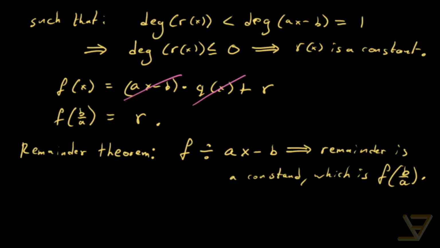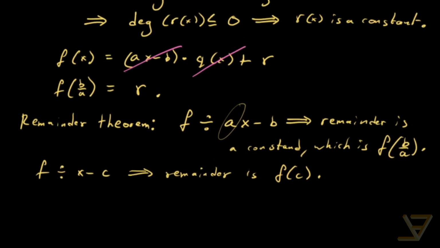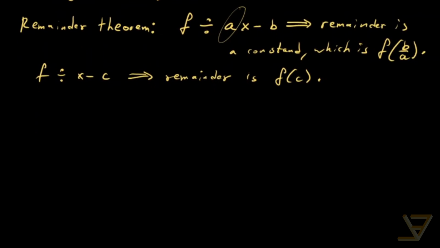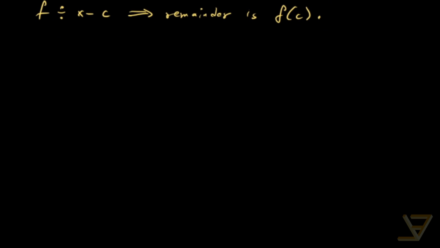And you don't have to have a coefficient of the linear term a. You could just do f divided by x minus some c, in which case the remainder is f of c. And that's actually the usual form in which the remainder theorem is stated. I just happen to give you a more general form where there's a coefficient of a on x.